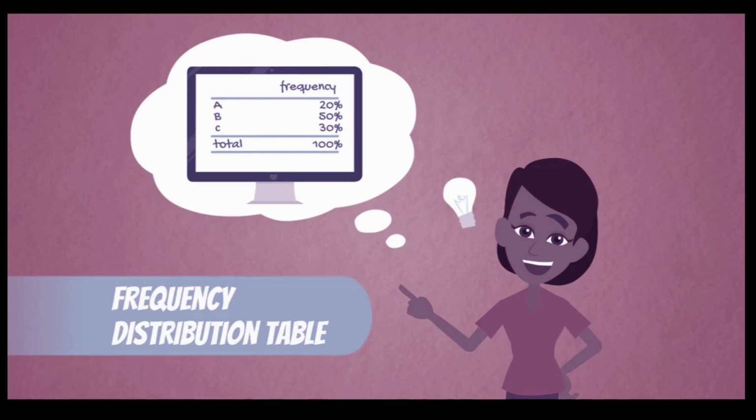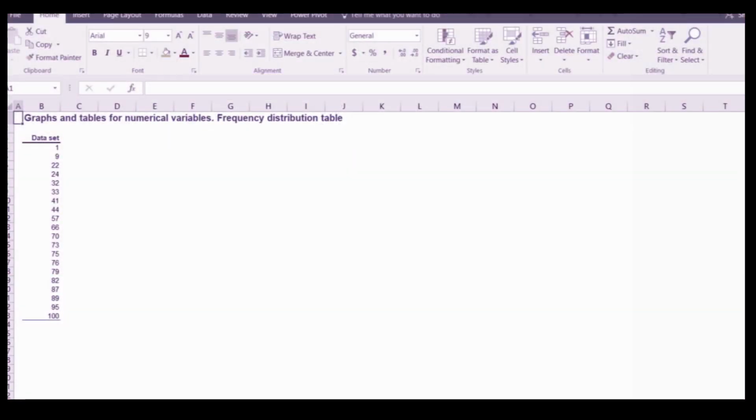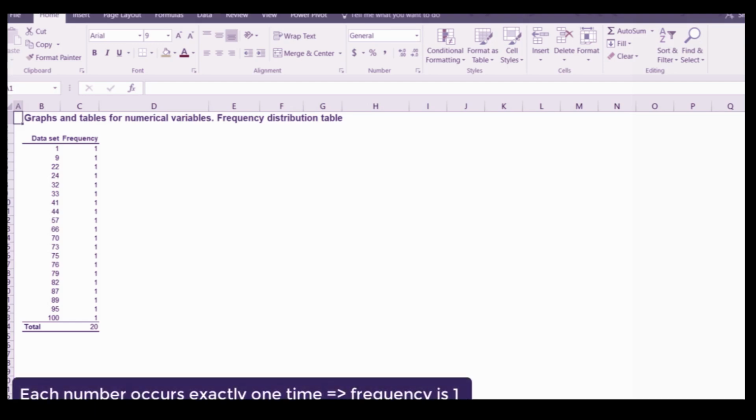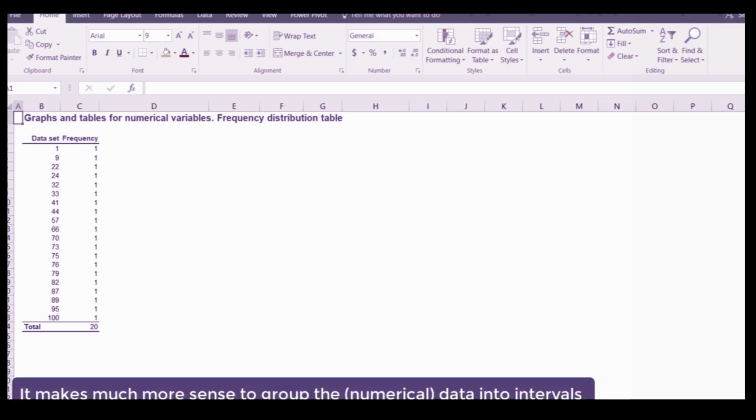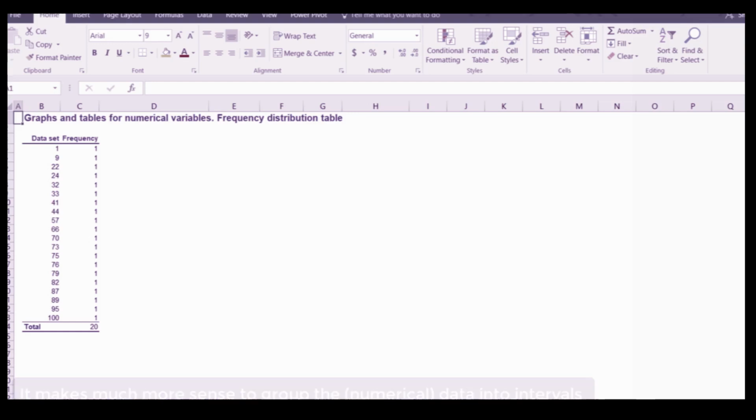Here's a list of 20 different numbers. If we arranged them in a frequency table like the one we use for categorical variables, we would obtain a table with 20 rows, each of them representing one number with a corresponding frequency of 1, as each number occurs exactly one time. This table would be impractical for any analysis, right? Well, when we deal with numerical variables, it makes much more sense to group the data into intervals and then find the corresponding frequencies. In this way, we make a summary of the data that allows for a meaningful visual representation. How do we choose these intervals?